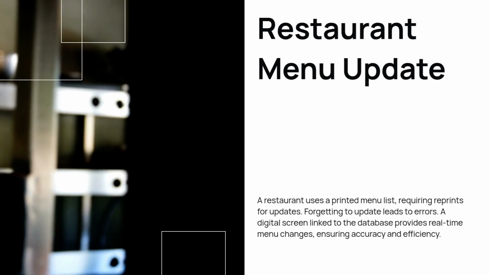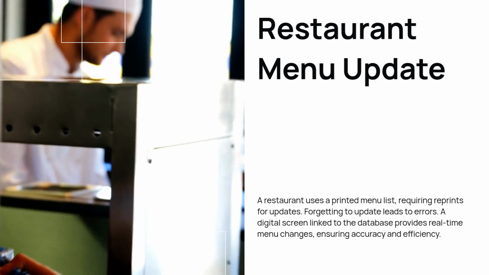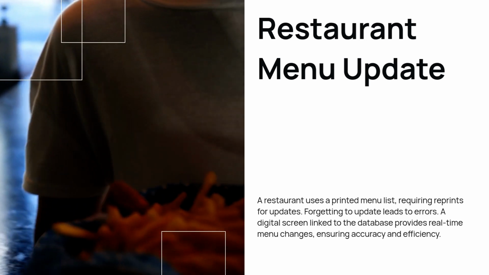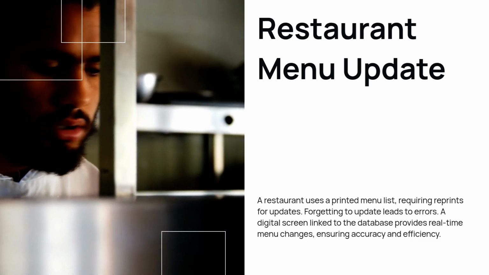A restaurant pins a printed list of dishes above the stove. Every time the menu changes, somebody has to reprint the list. One day they forget. Now the list is wrong and the chef is following outdated information. The smarter setup is a digital screen wired to the actual database. When a new dish is added, the screen updates on its own.